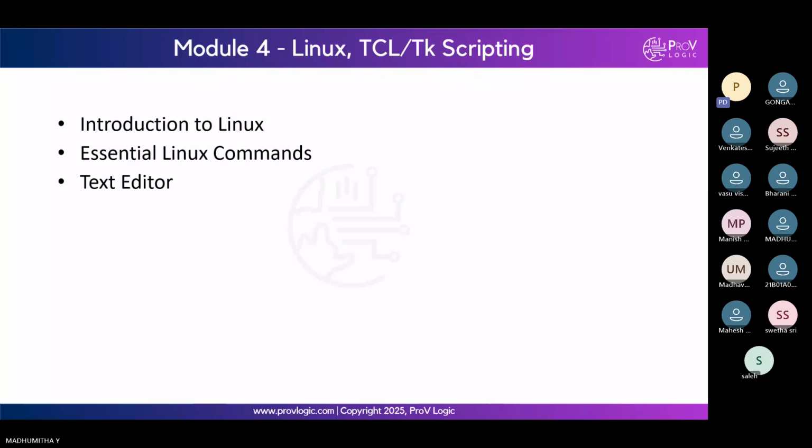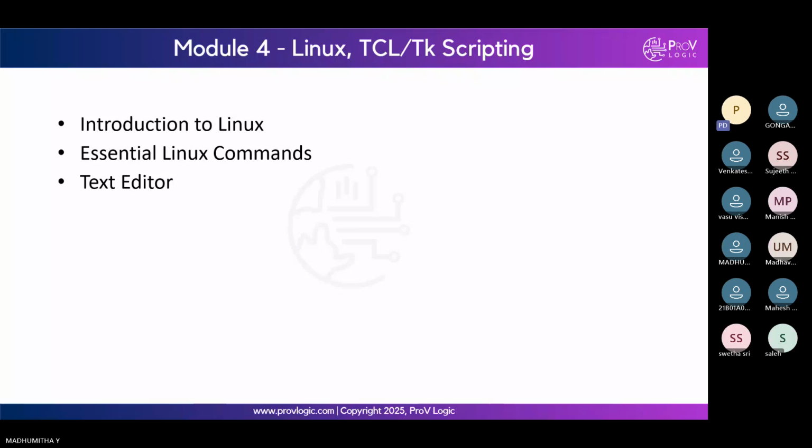Next is Linux. We will be using the Linux terminal to make use of our EDA tools. There is no need for us to go into detail on Linux, but just how to operate the Linux terminal, how to play around with the directories, how to move and rename directories. Like that, we will see basic commands of Linux. Next slide.